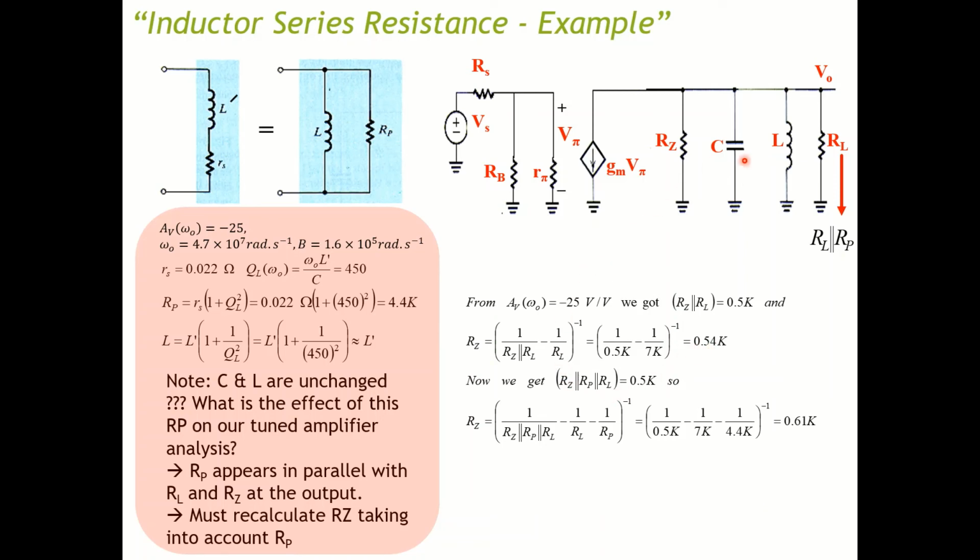However, in this case, since you consider the parallel model of the inductor series resistance, you have to couple RP into the equation. That's why now you actually have RZ parallel with RL and parallel with RP. Set it equal to 50 kilo ohms. Because of that, you can notice now you have to adjust your RZ to be a higher number in order to keep the gain at negative 25.